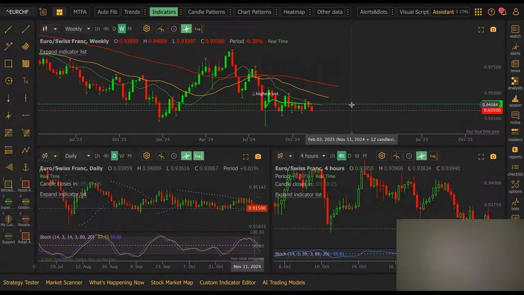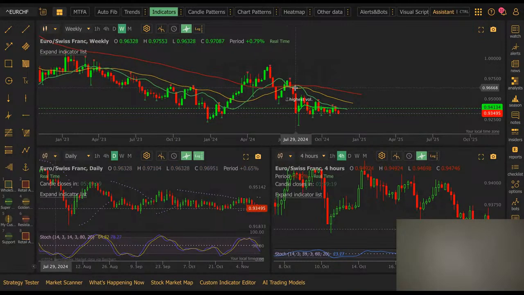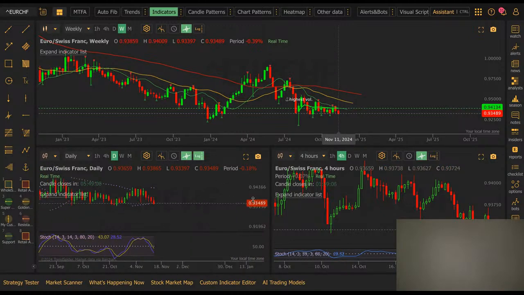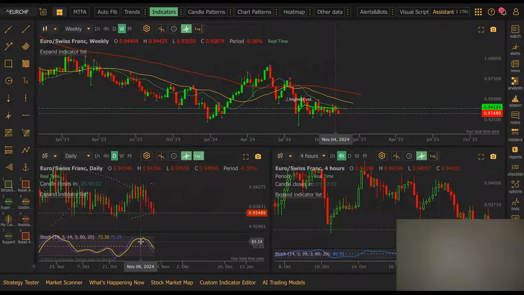So now we're looking at Euro Swiss franc. All right. So now we're over here in the Forex market. We see that the trend is what? The trend is bearish. Price is below the 34 EMA. The 34 is the red line. Price is below it. All right. So now we're going to go over here and we see that the stochastic is above the 50. The 50 midline is above it.